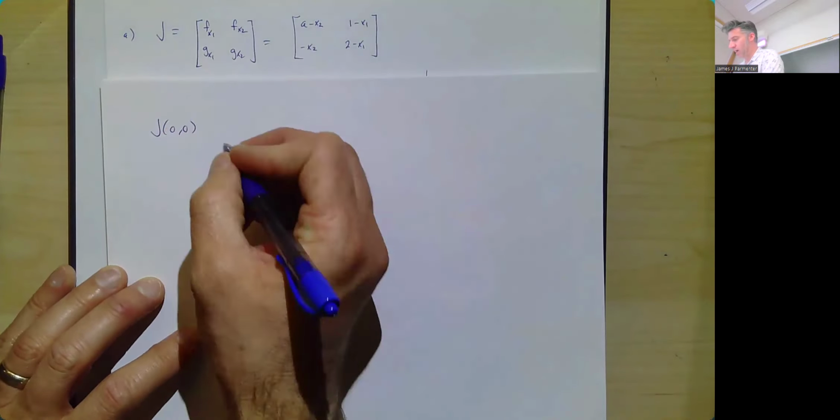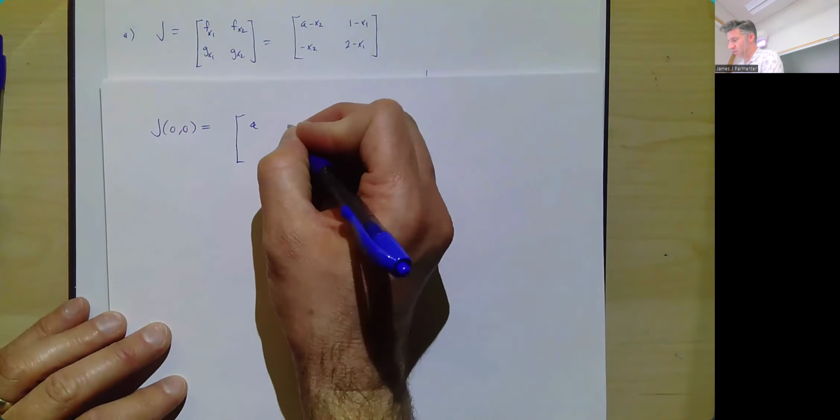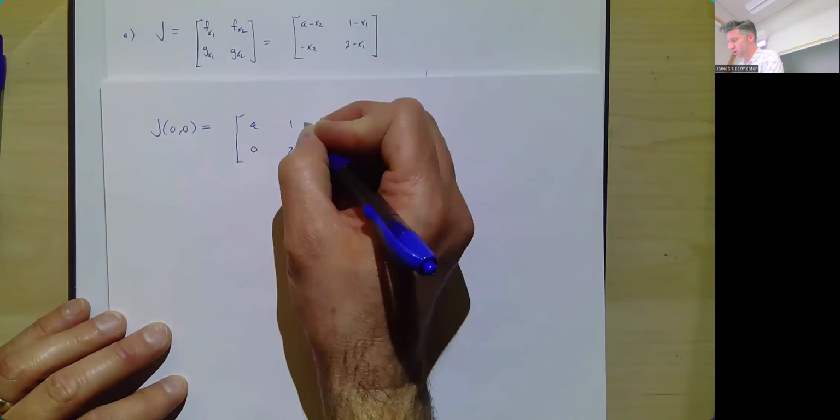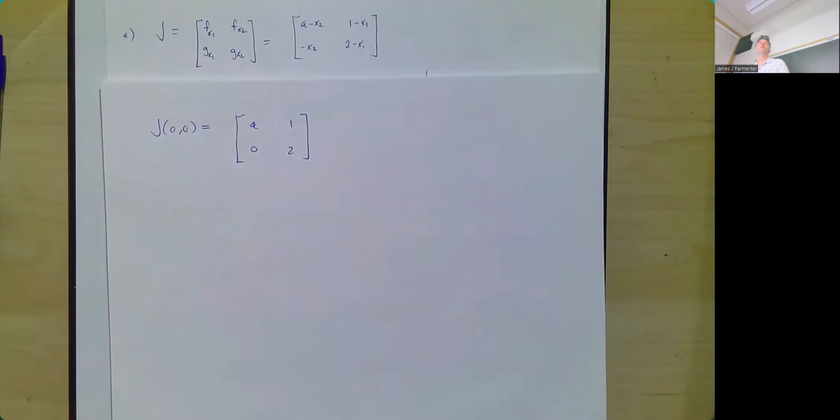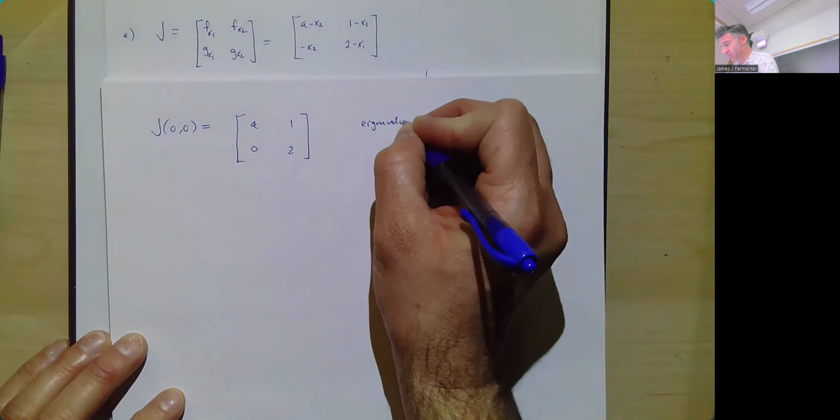Again, if you need to leave, you can. We'll wrap this problem up and then we'll call it a day. So J of 0, 0 is going to be A, 1, 0, 2. So based on this, we know the eigenvalues would be what? A and 2. So the eigenvalues would be A and 2.